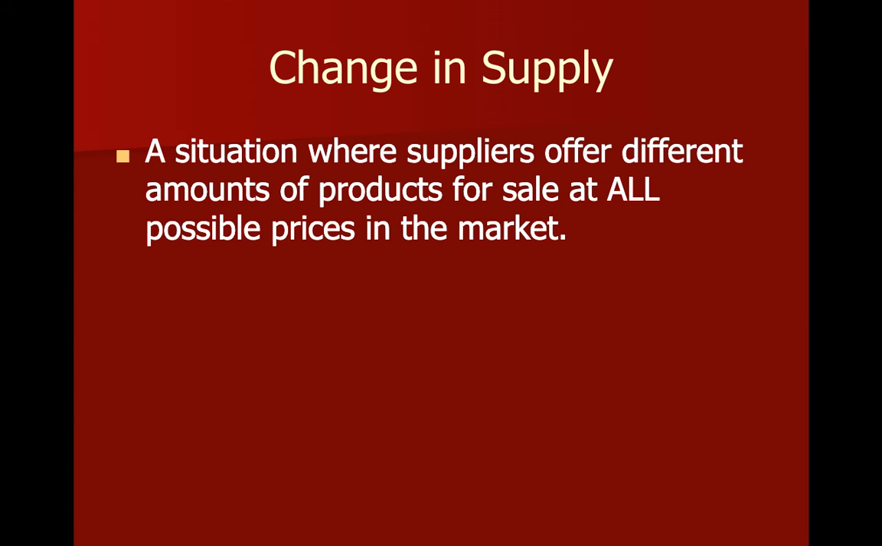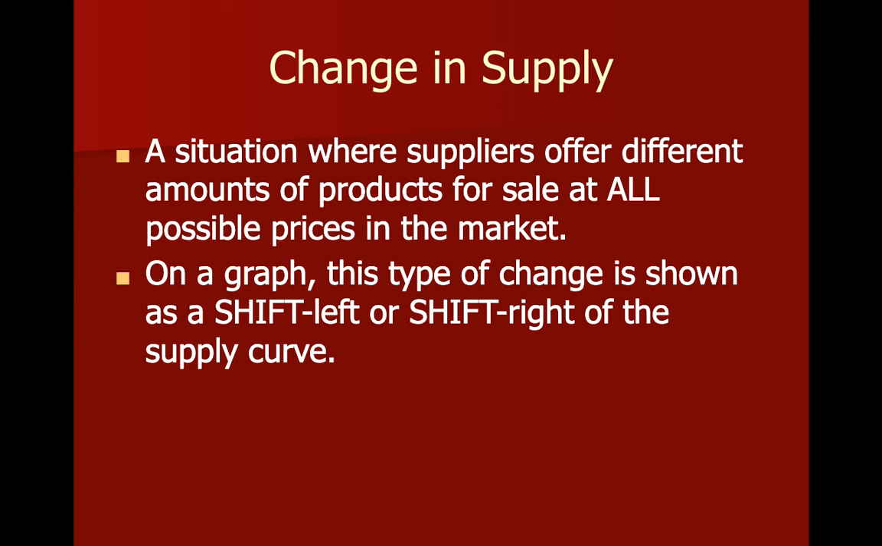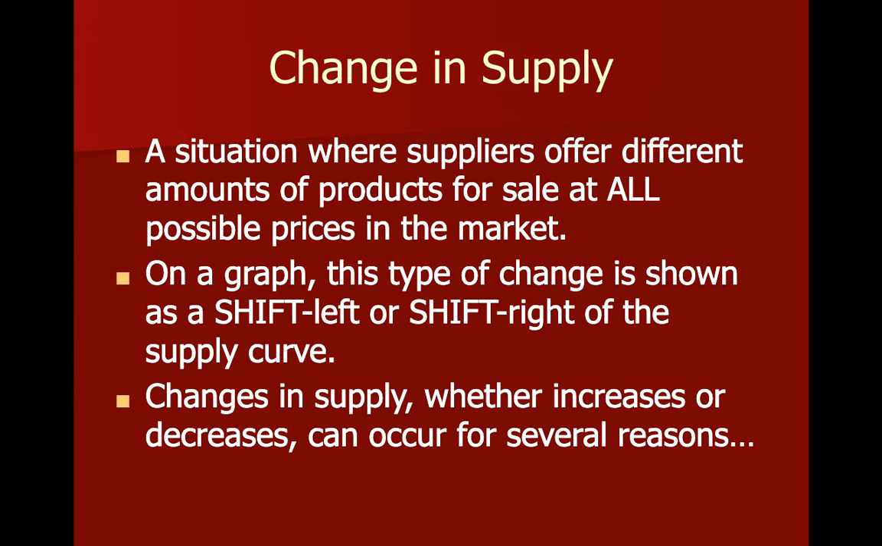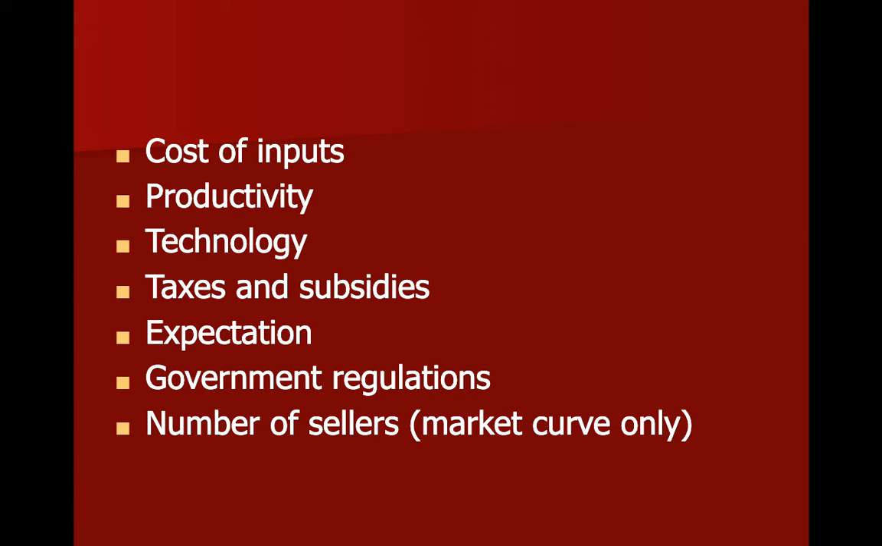Change in supply is a situation where suppliers will offer different amounts of products for sale at all of the possible prices in the market. And this is the one where the line actually shifts left or right. And then there's a bunch of reasons why they either increase or decrease. Remember: cost of inputs, productivity, technology, taxes and subsidies, expectations, government regulations, and how many people enter the market to become sellers.